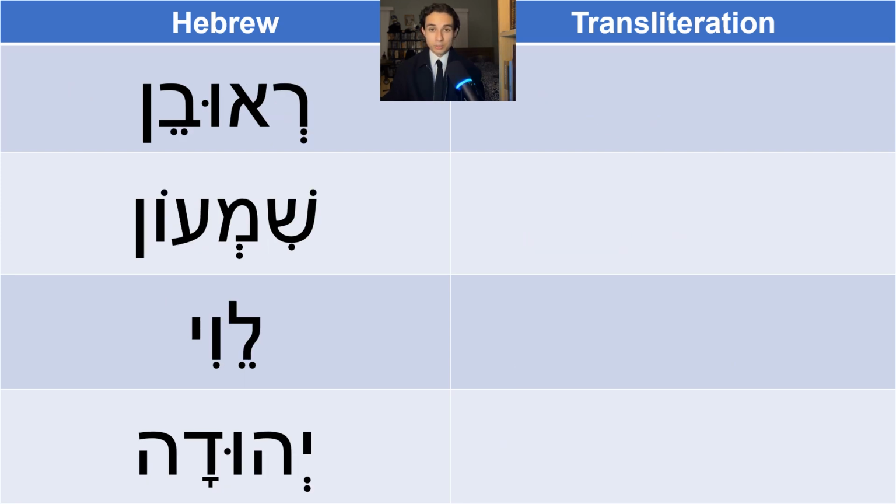So now we're going to continue with the 12 tribes of Israel. If you don't know them in order, now's your time to learn them in order. I've broken them up into sets of 3. Each group has 4. So let's begin with the firstborn.